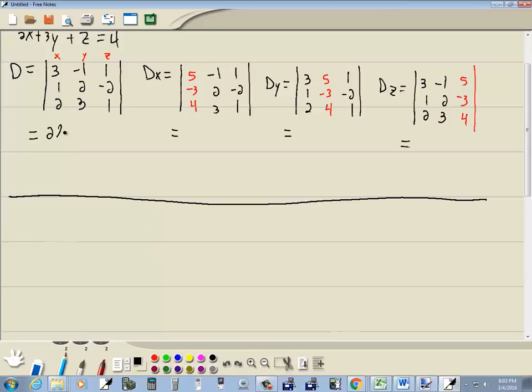Okay, so that one is 28. Now let's find this next determinant. We're going to have 5, -1, 1, -3, 2, -2, 4, 3, and 1. Sometimes you get to the point where you do this in your head, but if you're writing out the rows and columns you're going to cross out, you want to come up with 3 of these matrices.